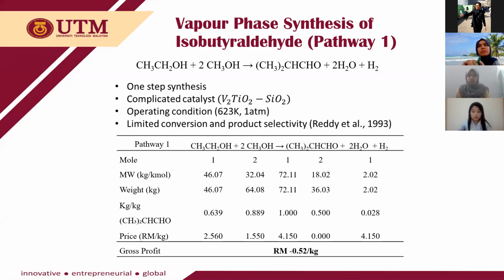This is a one-step synthesis which requires only methanol and ethanol to react using a complicated catalyst called vanadium titanium oxide catalyst. The operating condition of this reaction pathway is at very high temperature, 623 Kelvin, and the reaction also has limited conversion from the reactants, and the selectivity towards isobutadiene product is very low. The major highlight of this reaction pathway is that the economic potential is negative 0.52 ringgit per kilogram.